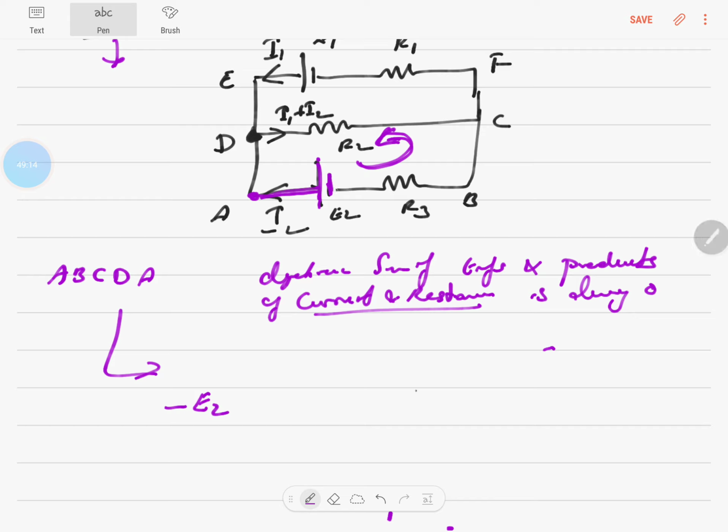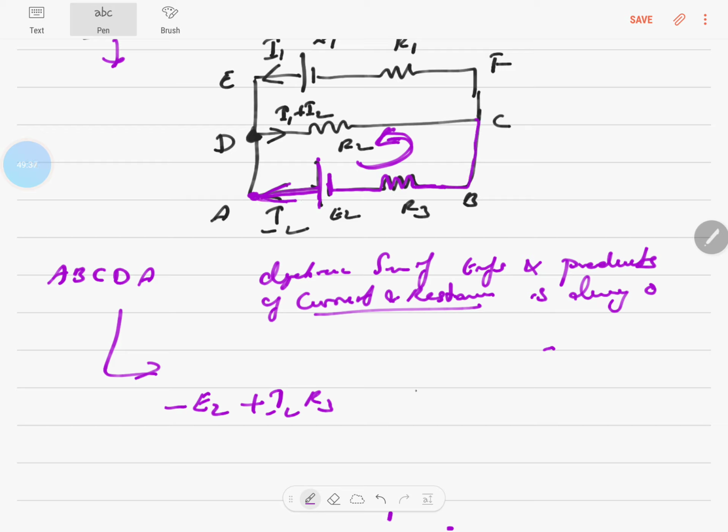Then you go further in the same direction. You have an R3 in which the current is flowing in the opposite direction. When the current flows in the opposite direction, it's plus I2 R3. If it's in the same direction, it's minus; if it's in the opposite direction, it's plus. So plus I2 R3, where I2 is the current that flows through this wing.